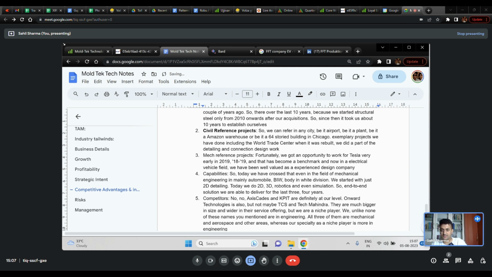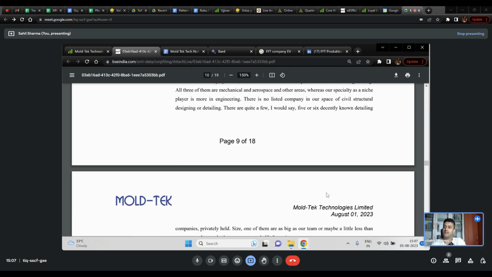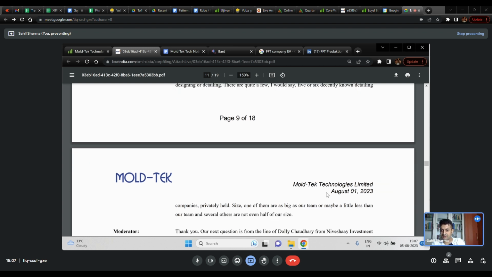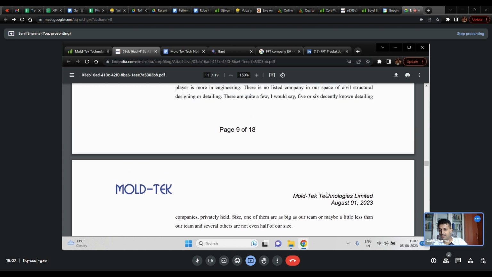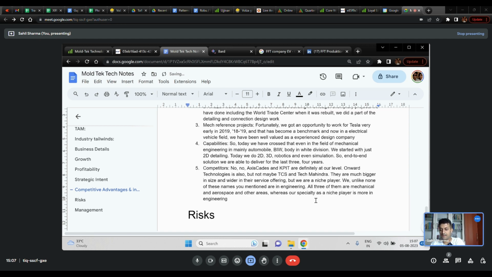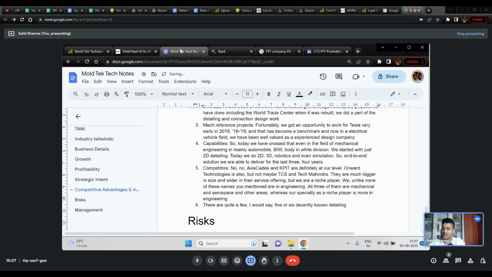But the next thing he says is extremely important, and we have to go deeper into it. He says that there is no listed company in our space of civil engineering. There are quite a few, five or six known detailing companies privately held, and one of them is as big as our team, maybe a little less. This has to be looked into, because this is just classic competitor analysis. That is how you can figure out what is the probability of success.